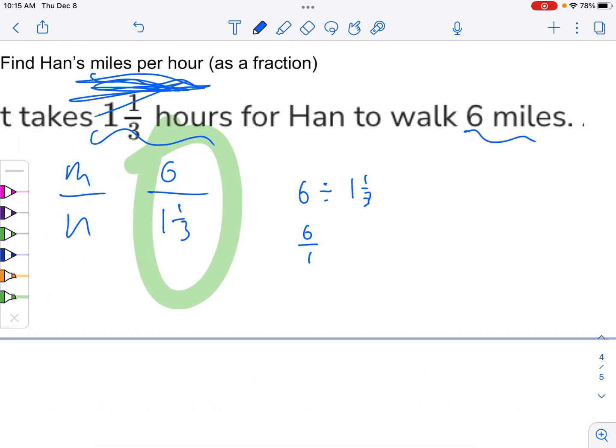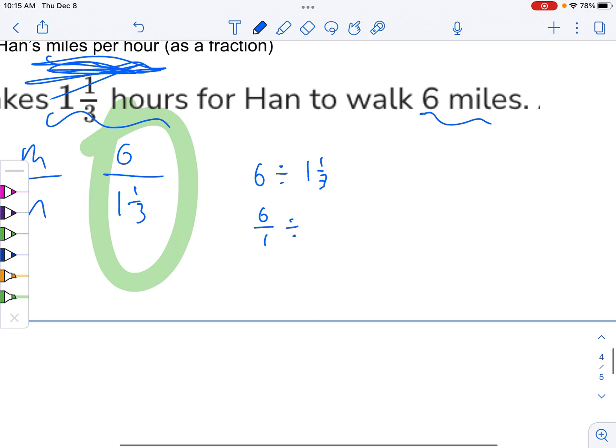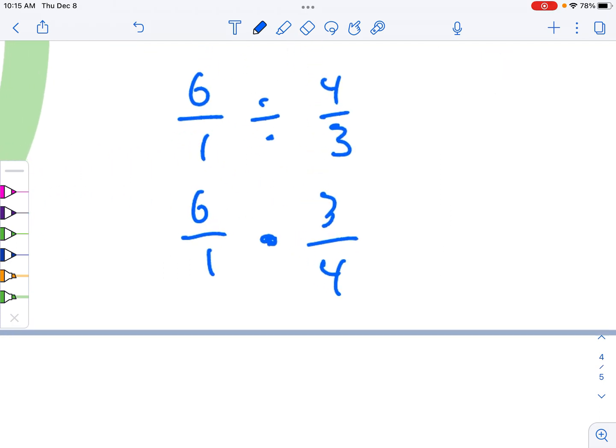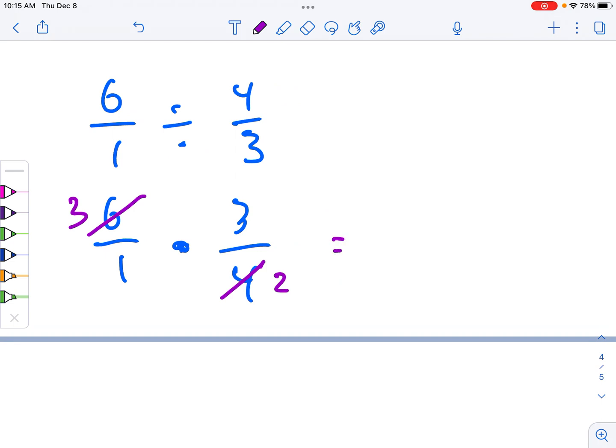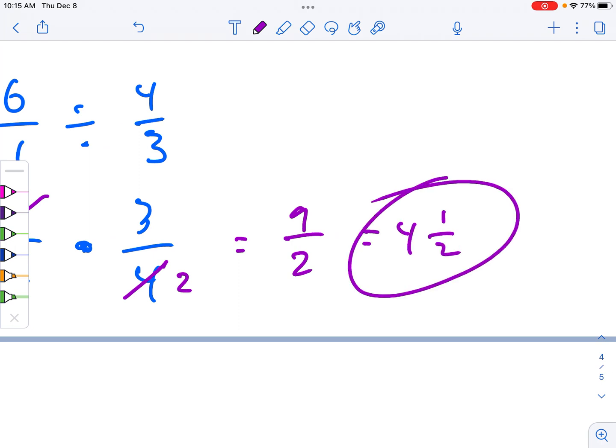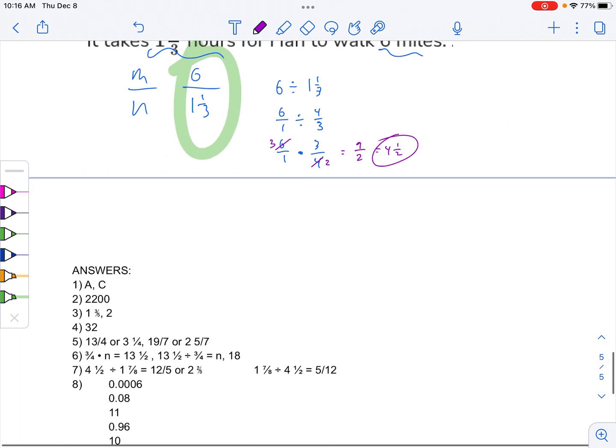Let's solve this. 6 over 1 divided by, we got to make this improper. 1 1/3 is 4/3. Let's keep this one. Let's change it to multiplying. Let's flip it. Can we cross simplify? We sure can. 6 over 4 is equal to 3 over 2. Now we can multiply. 3 times 3 is 9. 1 times 2 is 2, so 9 halves. 2 goes into 9 4 times with 1 left over. And there's our answer.